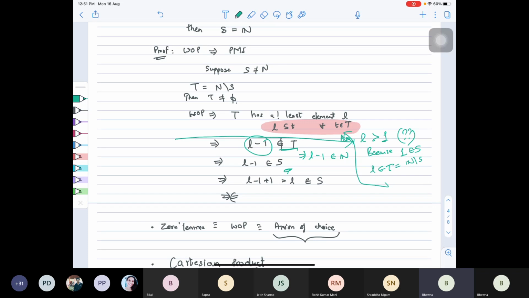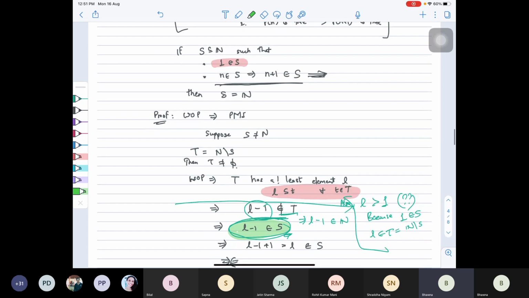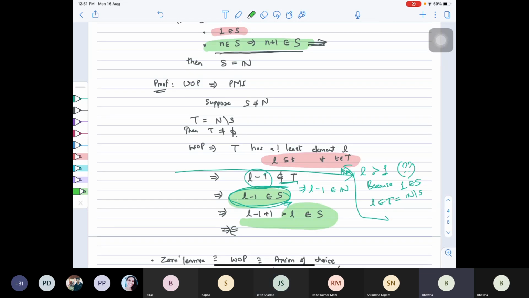If that created trouble for you, then I'm sorry. Because the least element is not equal to 1, L minus 1 will be in S. If L minus 1 is in S, then by the given property, L minus 1 plus 1 should be in S. That means L is in S, but that is not possible because L was in the complement. So, a contradiction.